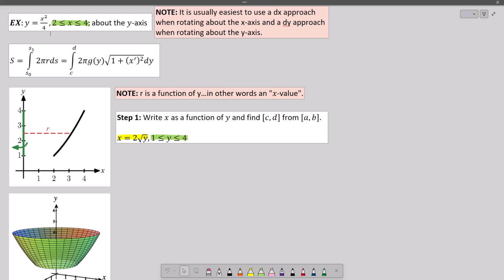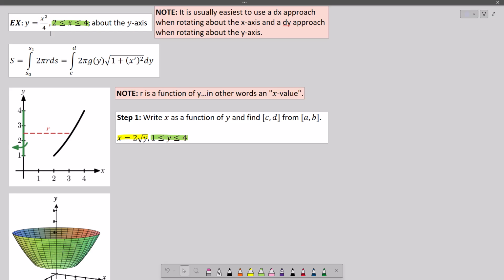So on Thursday, I mentioned that when we're finding the area of a surface, if it's generated by rotating around y, it's usually easiest to use dy. And if we take our curve and rotate it about the x-axis, it's usually easier to use dx. This says rotate around y.